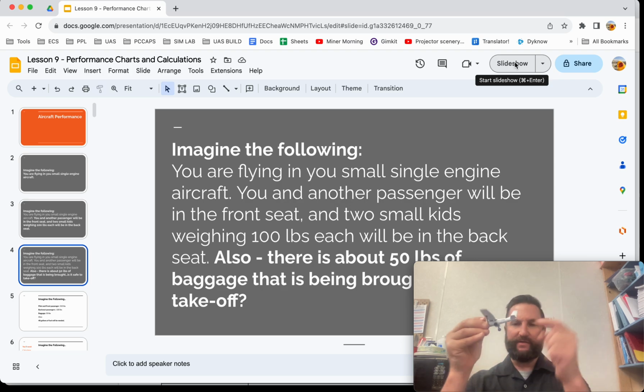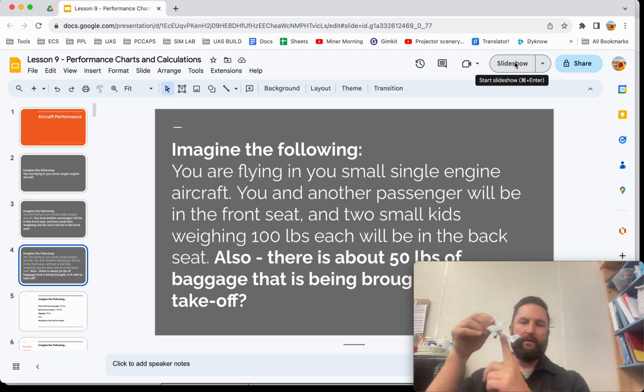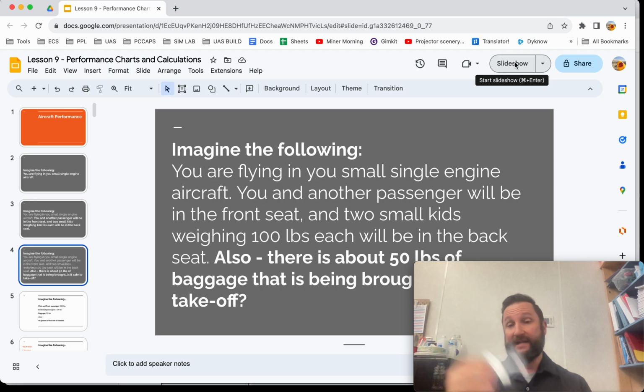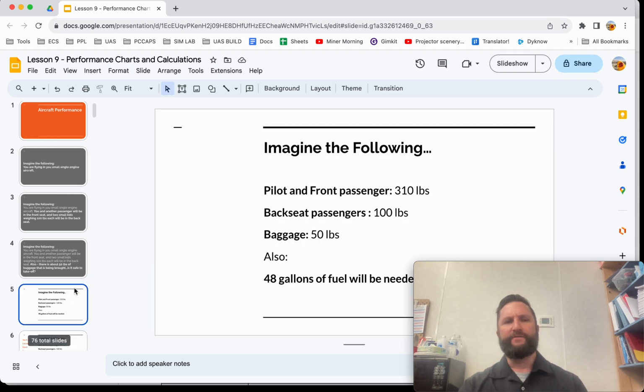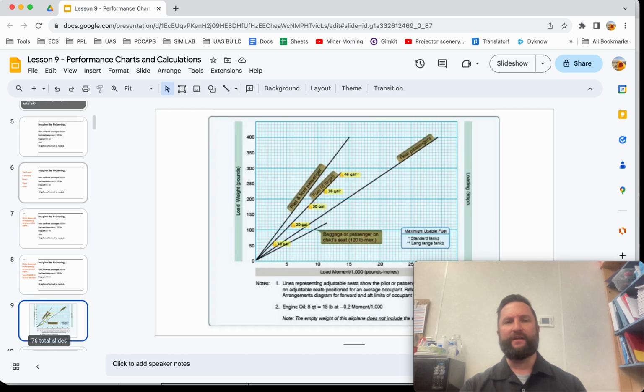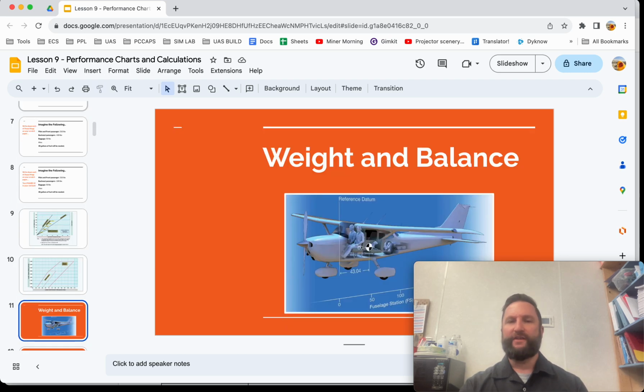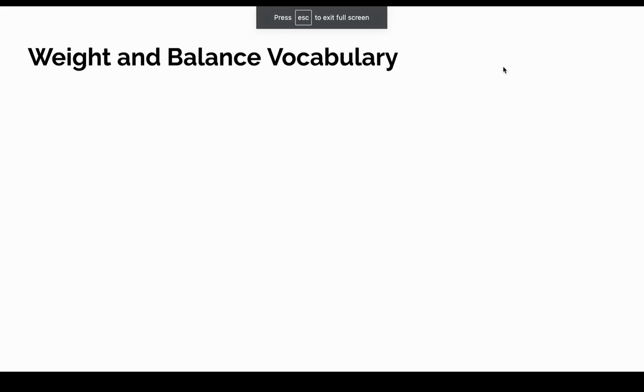Think about aerodynamics. We talked about CG, right? It's like, well, is the CG in the right place so we can safely take off? How would you calculate that? So we're going to go over how to do those things in class using different charts, and we're going to talk about weight and balance. So let's get some vocabulary out of the way for this lesson so we're ready to go.